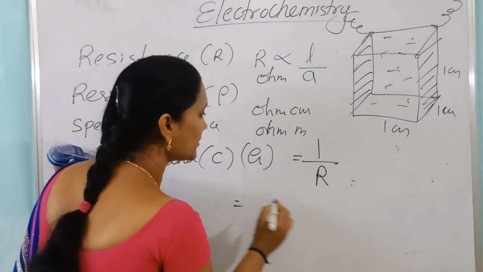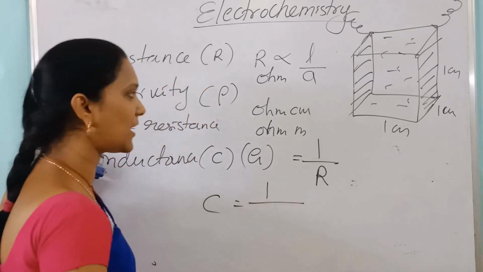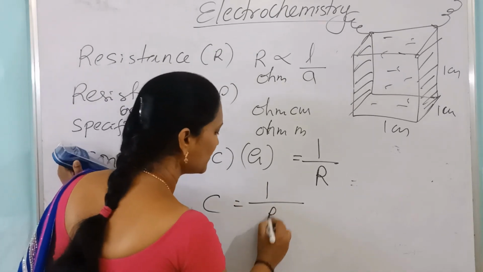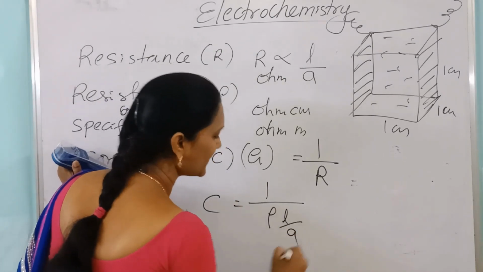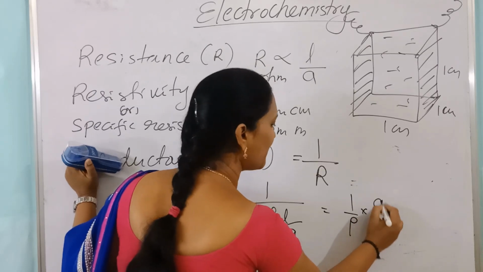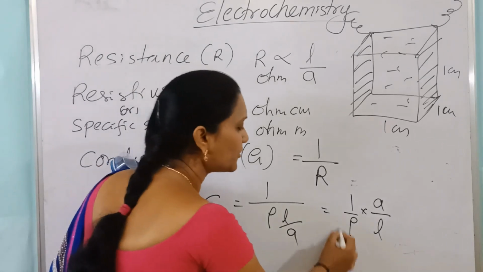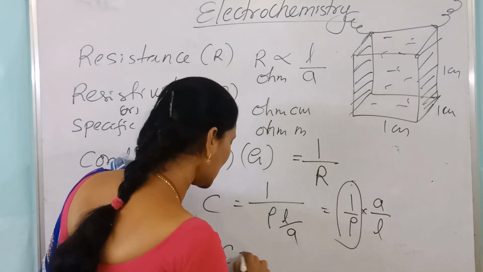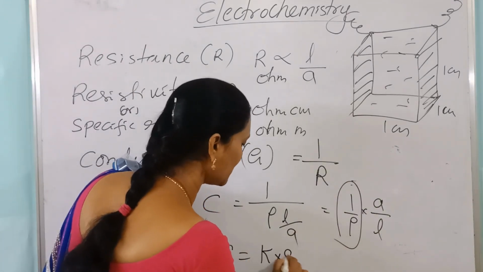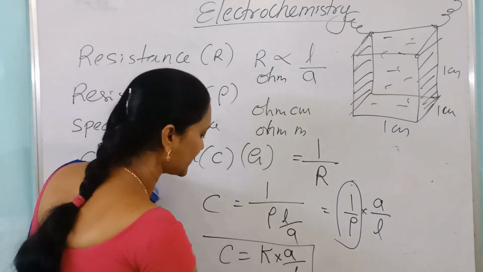So now C is equal to 1 by R. R means rho into L by A. Yes or no? Nothing but it is equal to 1 by rho into A by L. This 1 by rho is taken as a constant, represented by K. So K into A by L. This is the formula for conductance.